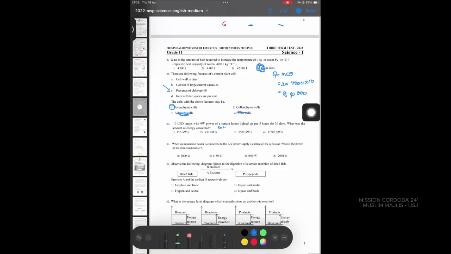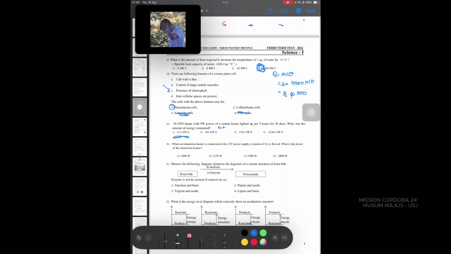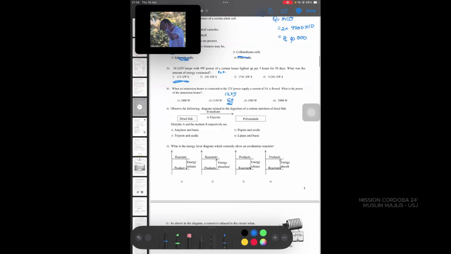Okay. Next one. Dried fish. Observe the following diagram related to the digestion of certain nutrients of dried fish. Dried fish is converted to polypeptide. Now, polypeptide is the monomer of what? Carbohydrate or protein or lipid or what? Protein. Right. Okay. So, where are proteins digested? Mainly, first digestion takes place where? In the mouth.